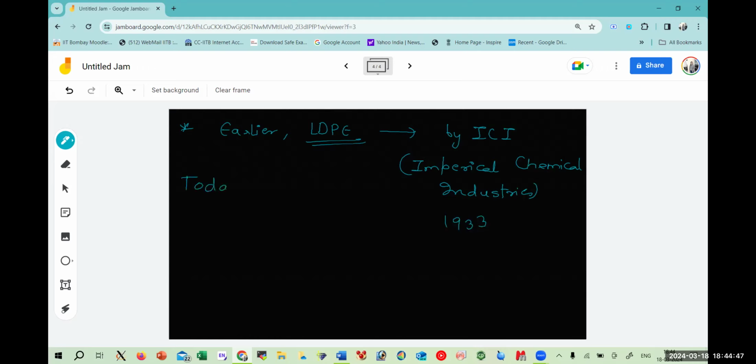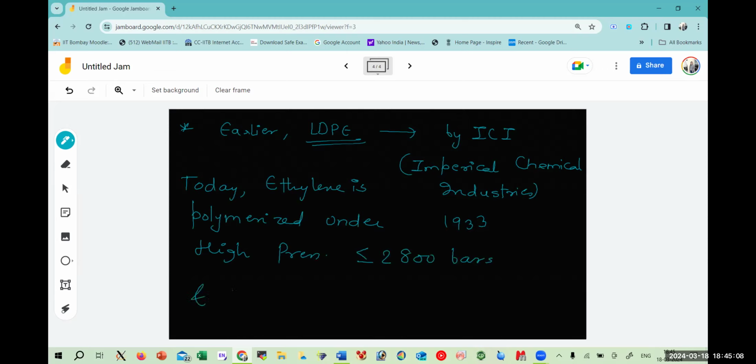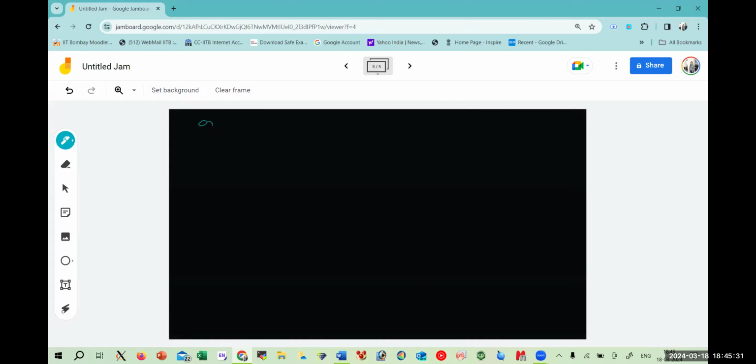And the ethylene is polymerized under extremely high pressures of up to 2,800 bars and high temperatures up to 275 degrees Celsius in the presence of radical initiators such as oxygen, 0.05 percent, or peroxo compounds.